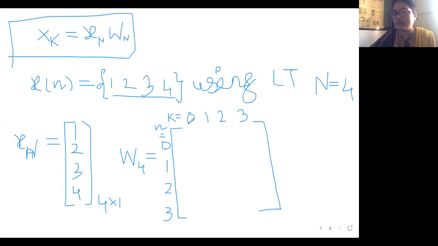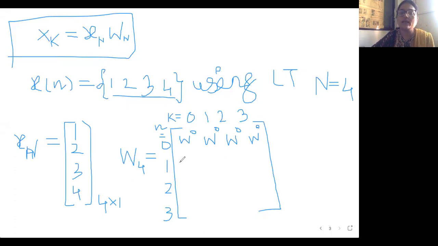Because the variable in one of them is 0. So this is going to be W raised to 0, because n is 0. This is also going to be W raised to 0. This is also W raised to 0. And here also it is going to be W raised to 0.